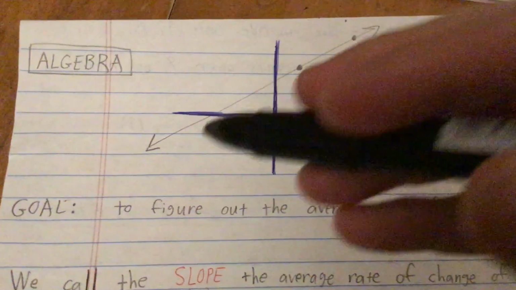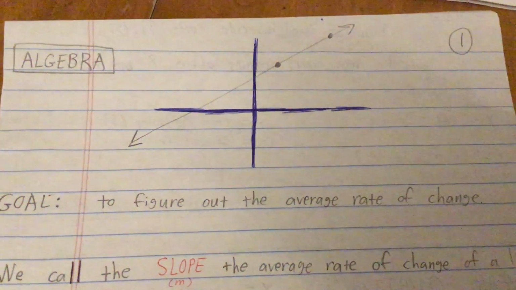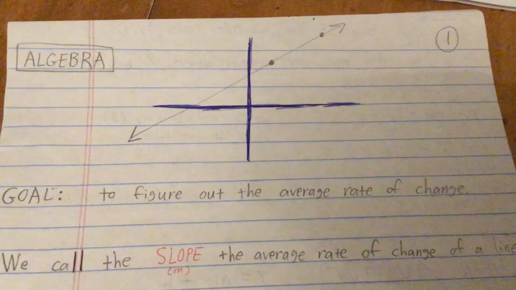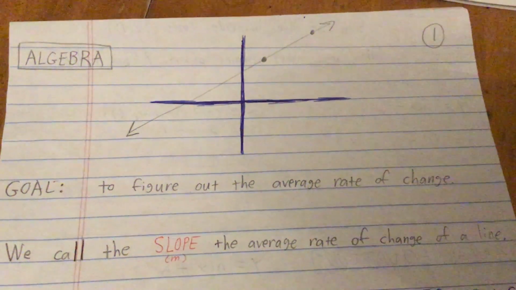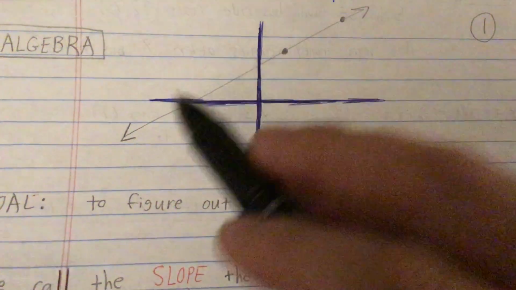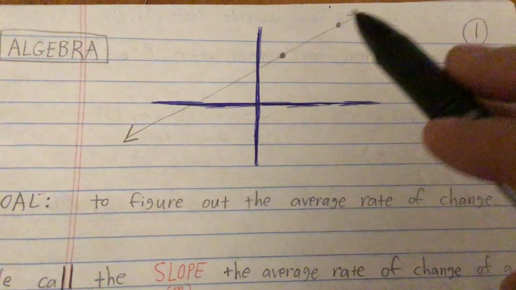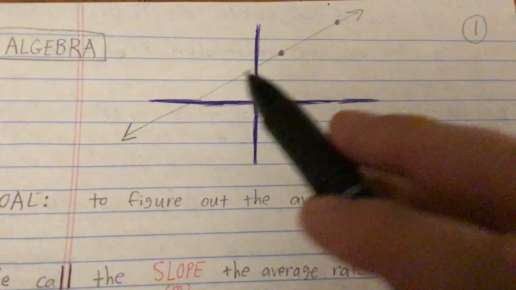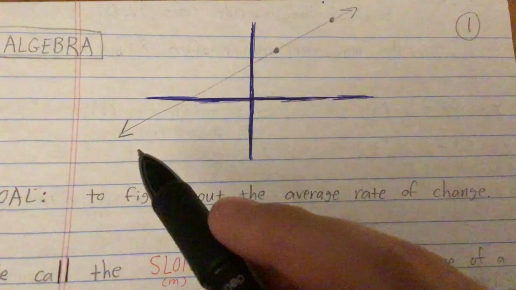So if we go back to algebra and we have a straight line, our goal was to figure out, well, what is the rate of change? In other words, we call this the slope of the line. So what we do is we notice that in a line, the slope is constant. In other words, I can pick 2 points on a unique line and figure out the rate of change.